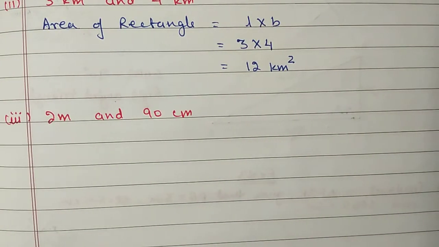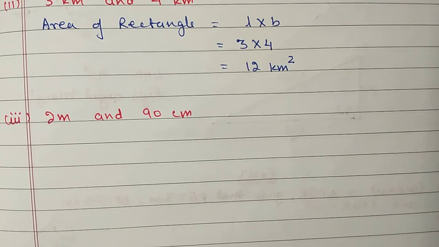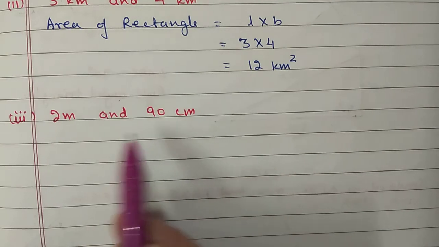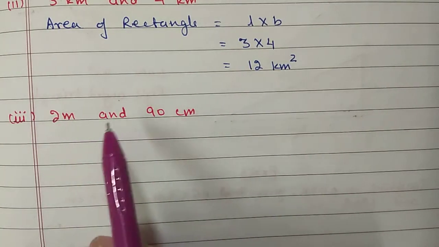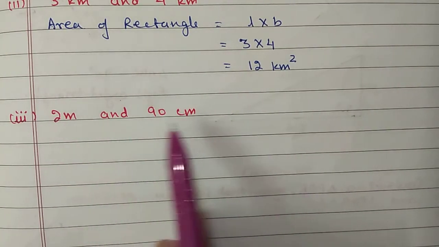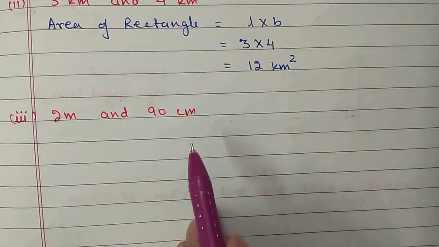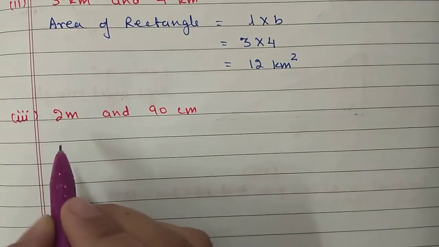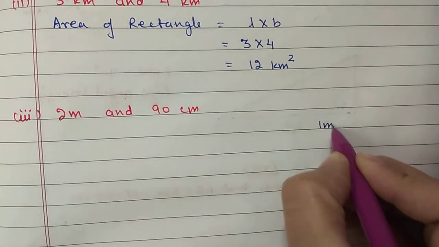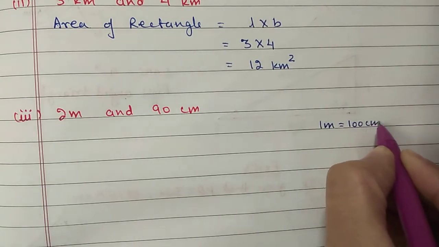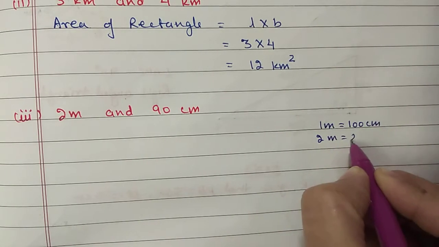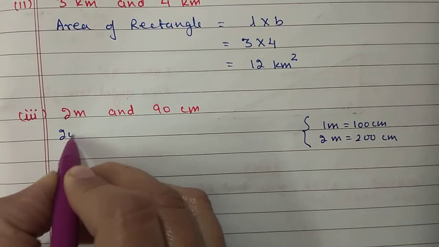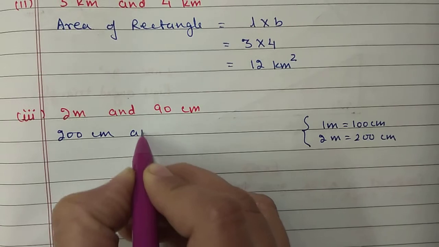Next, third part, 2 meter and 90 centimeter. In this part you can see one unit is in meter, another one is in centimeter. So you have to change both to the same unit. You can change meter into centimeter or centimeter into meter. It is your wish. Any one you have to change. Suppose I am changing this 2 meters. So 1 meter is equal to 100 centimeter, so 2 meter will be 200 centimeter. So it will become 200 centimeter and 90 centimeter.